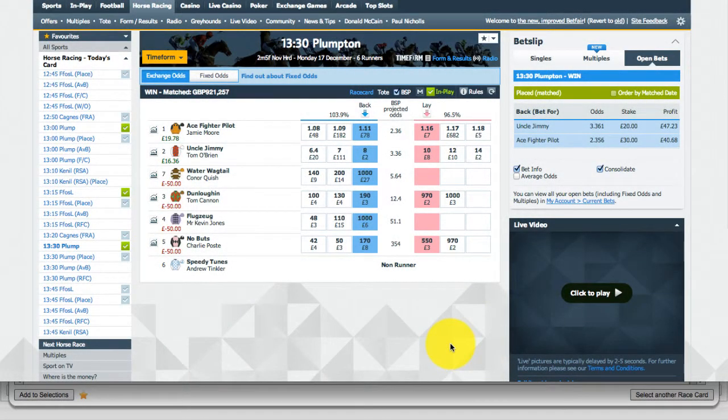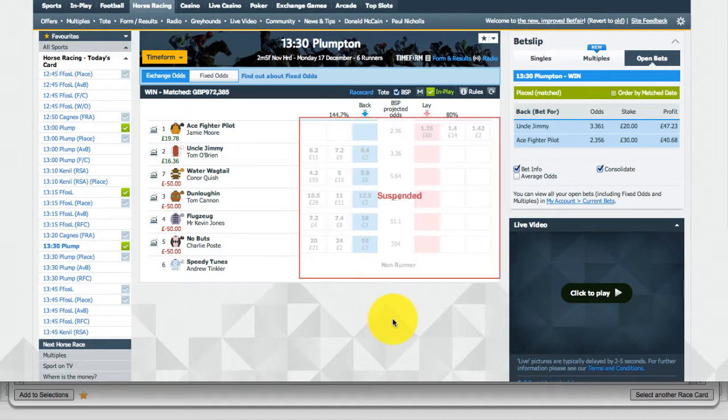Okay, so we're just coming back here for the end of this race, and as you can see at the moment, Ace Fighter Pilot looks like it is going to be Uncle Jimmy, and there we go. Ace Fighter Pilot has beaten Uncle Jimmy. If I refresh it here, we'll see that that's the race over. So that gives us another winner. And of course, you're not going to win every race by any stretch of the imagination, but you're going to win enough to make good profits.